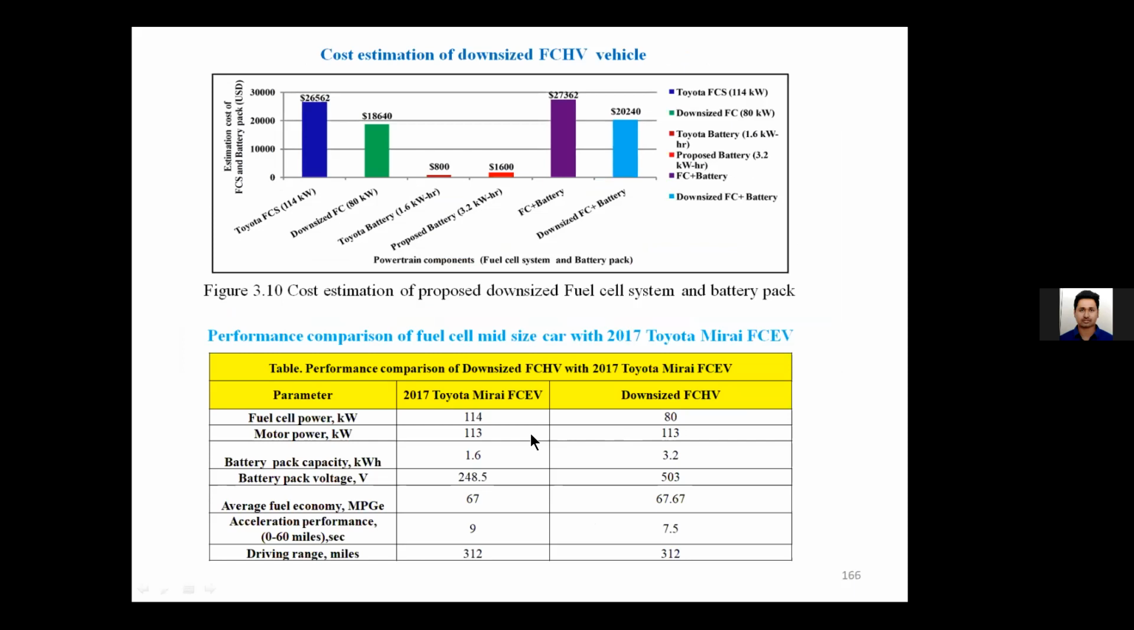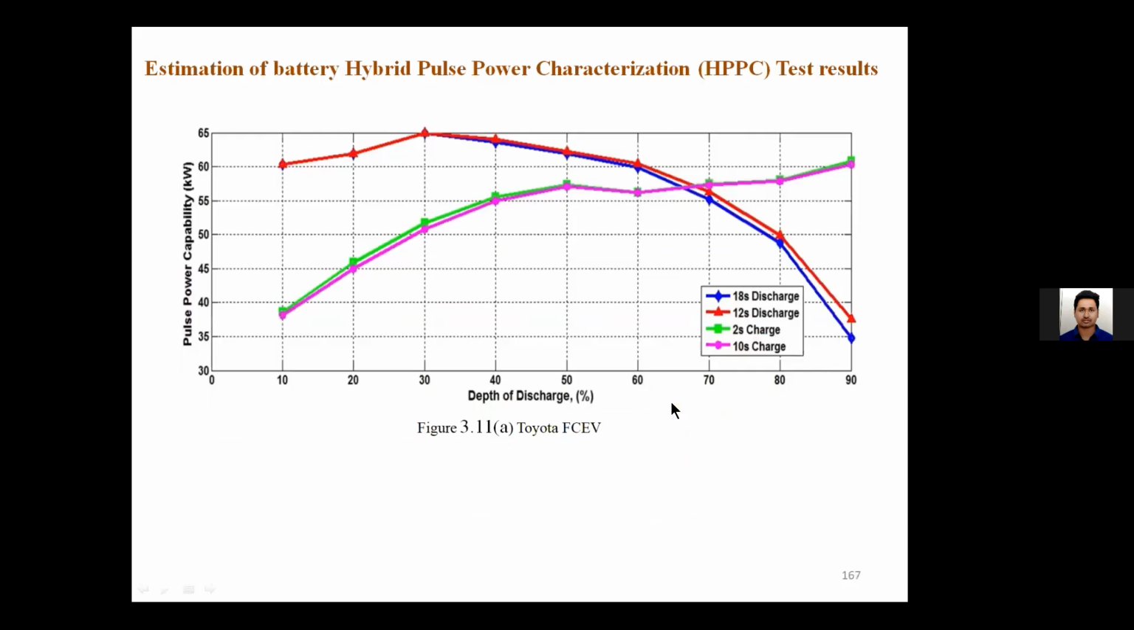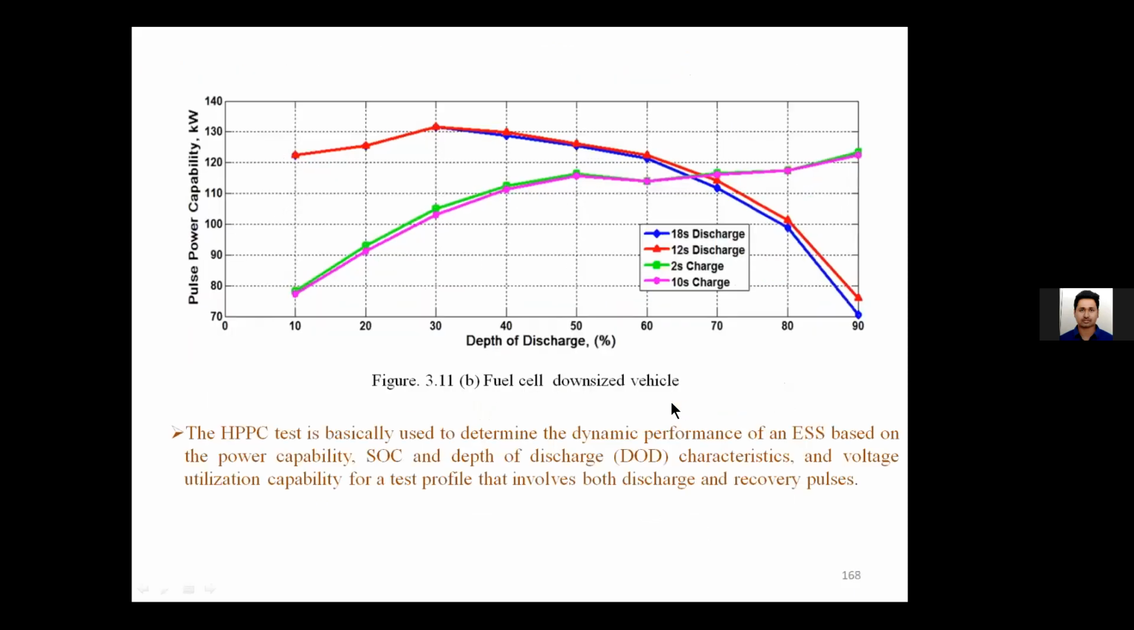So finally, here you can see the performance comparison of the downsized vehicle, which he has designed, and the commercially available vehicle. Almost close performance has been achieved, and in some cases a better performance is also achieved. It is almost close in terms of fuel economy. For acceleration performance, slightly less time is required to get the required acceleration. Driving range is almost the same. So this is the advantage. And the cost is also significantly decreased. So this is one such work actually.